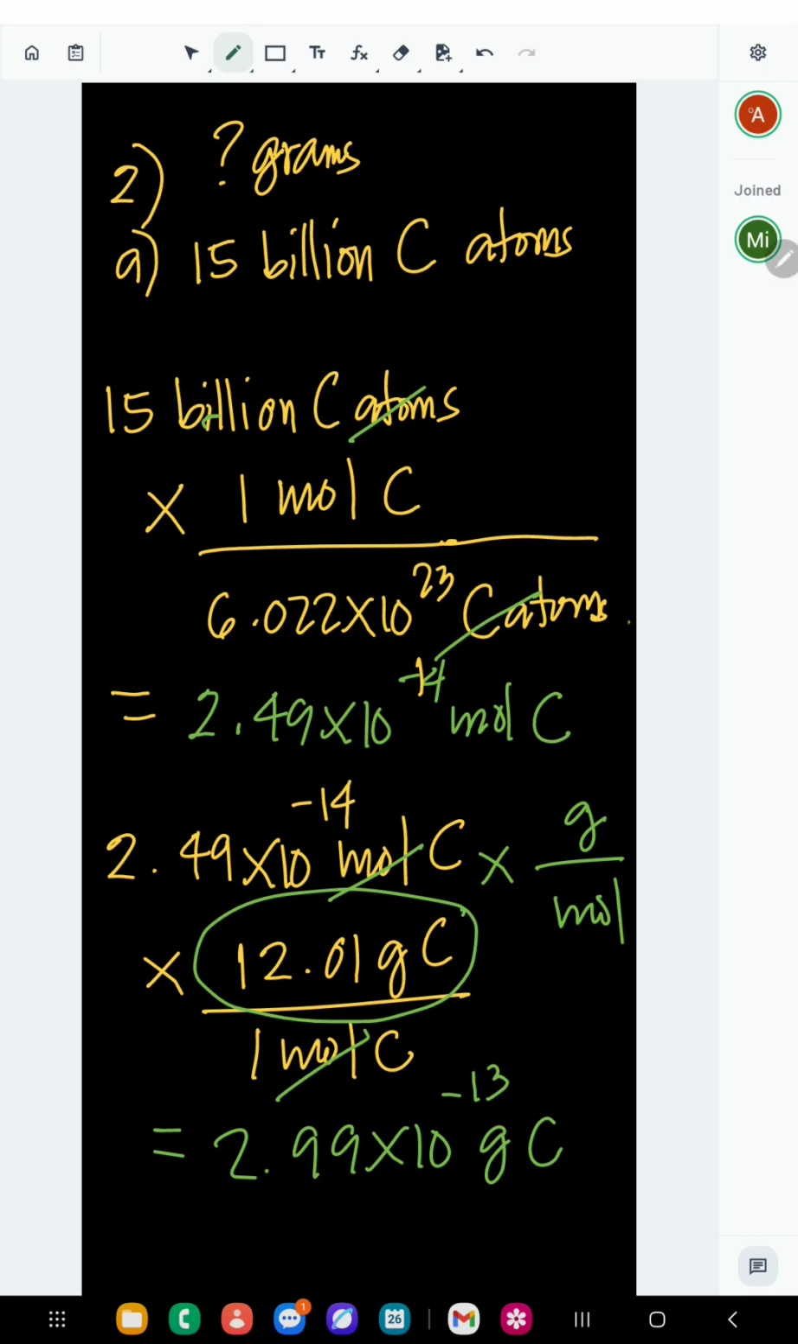All right, so let's move on to letter B. No questions on this? Okay. So let's move on to letter B. B, we're given 0.0010 mole carbon. Still carbon, and then we convert this to grams.